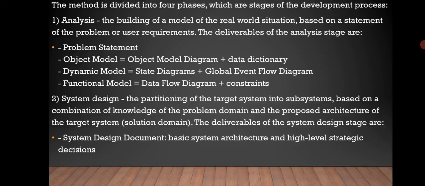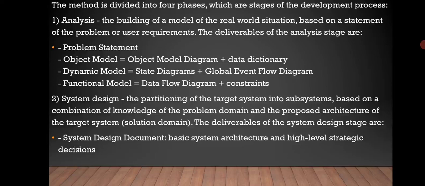The method is divided into 4 phases, which are stages of the development process. Analysis: the building of a model of the real world situation based on a statement of the problem or the user requirements. The deliverables of the analysis stage are the problem statement and system design. The problem statement has the object model, which is the object model diagram and the data dictionary. The dynamic model is the state diagrams plus the global event flow diagram. The functional model is the data flow diagram plus the constraints.